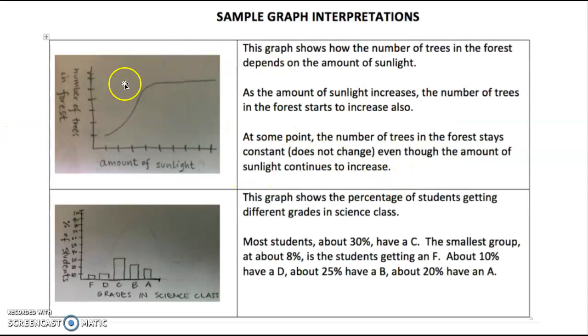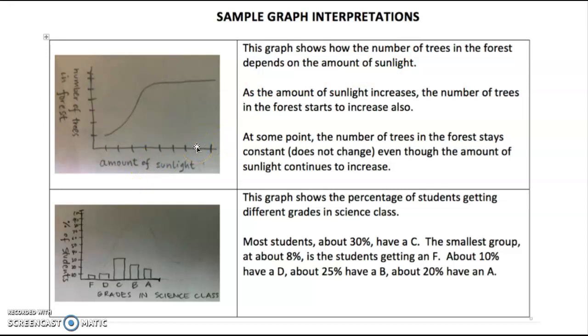Here are two examples. Let's look at the first one first. This is clearly a line graph, okay? And along the x-axis, it shows the amount of sunlight, and on the y-axis, it shows the number of trees in the forest, okay? So that's the overall pattern. So the sample interpretation says this graph shows how the number of trees in the forest depends on the amount of sunlight, right? How y depends on x.